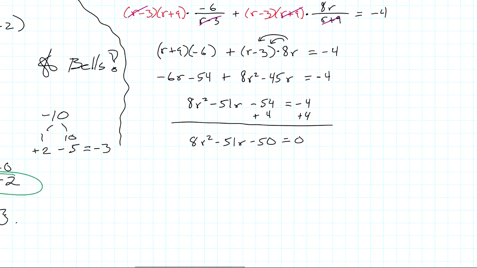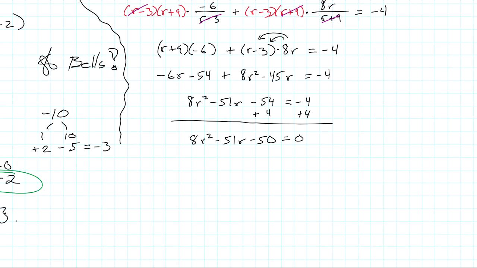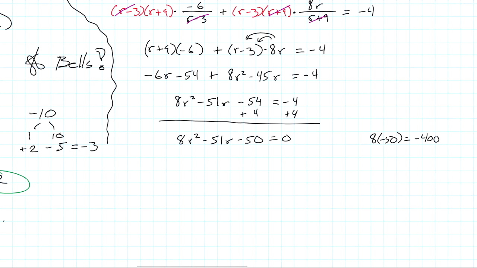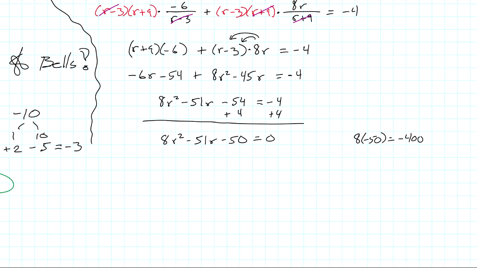This looks a little daunting here. We've got an 8r squared minus 51r minus 50 that we need to factor. And let's see, do I want to do the AC method or the guess and check? I feel like I want to do the AC method here. I'm going to do 8 times negative 50. That's going to be negative 400. And I want to look for a positive and negative number that add to negative 51, or two numbers that subtract to 51.